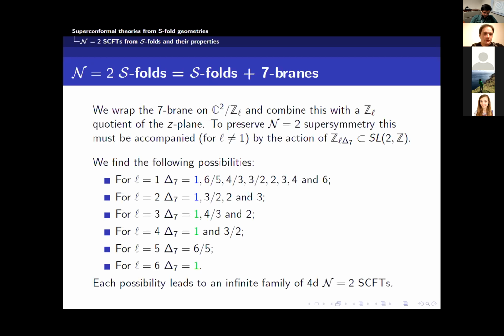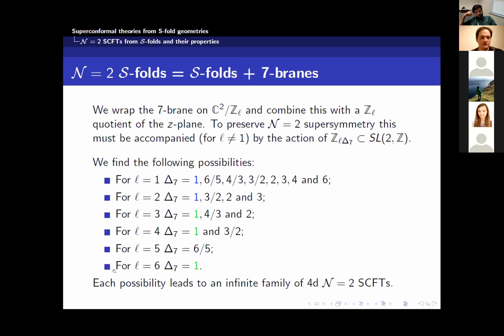Given this constraint, we have the following list of possibilities. So for L equal 1, we are not performing any twist. We go back to the 7-brane case. And these are all the non-trivial backgrounds I can get. For each one of these possibilities, there is an infinite family of CFTs. We can simply construct by probing this space with a stack of D3 branes.